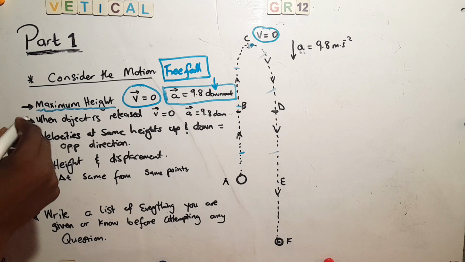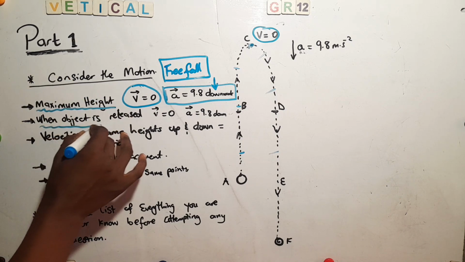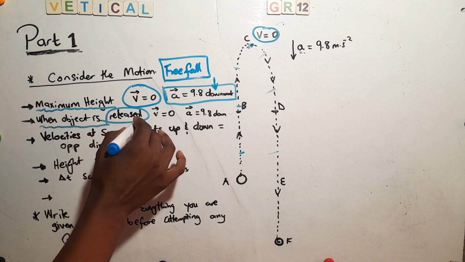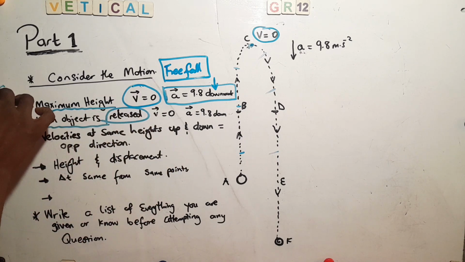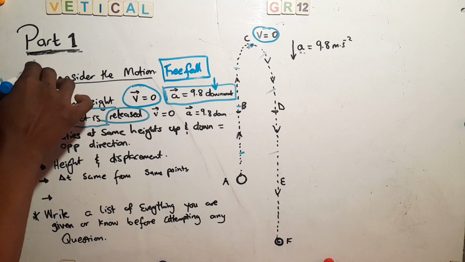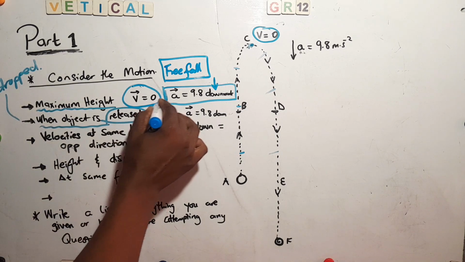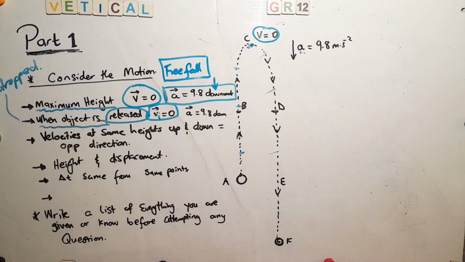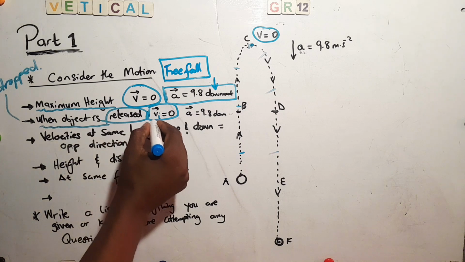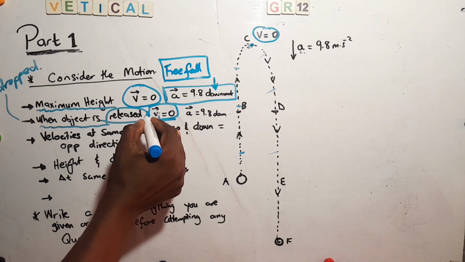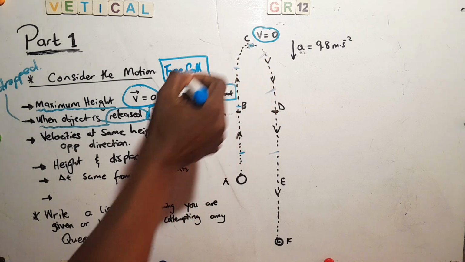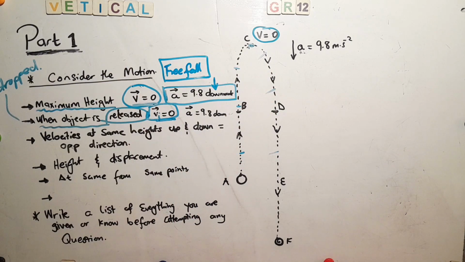Something else you have to know is that when an object is released or dropped, its velocity is 0. I don't want to use initial velocity or final velocity, for a reason which I'm going to give you. So let's just say when an object is released, its velocity at that instant is 0. And also when an object gets to its maximum height, its velocity is 0. So again, the velocities are the same.